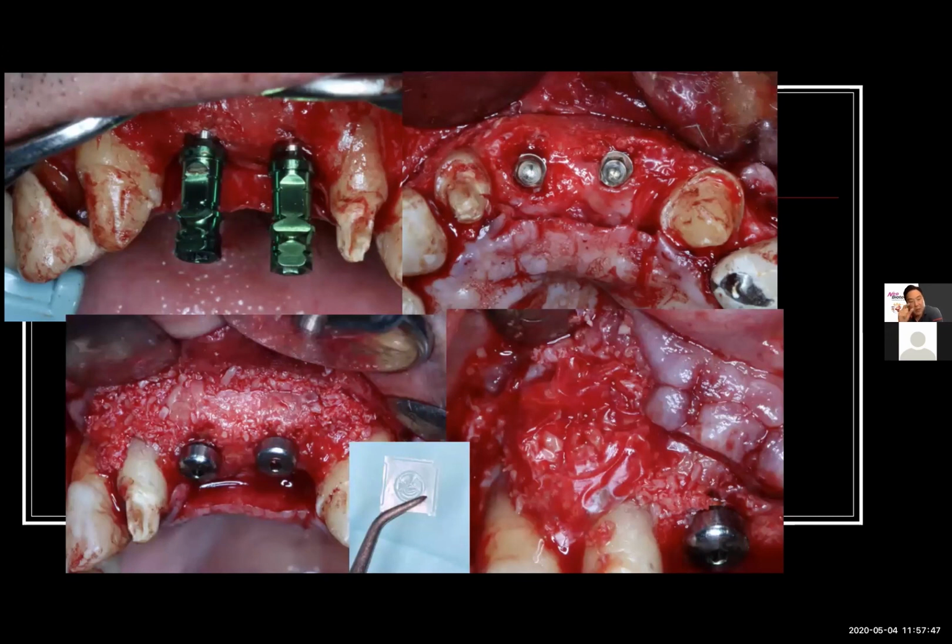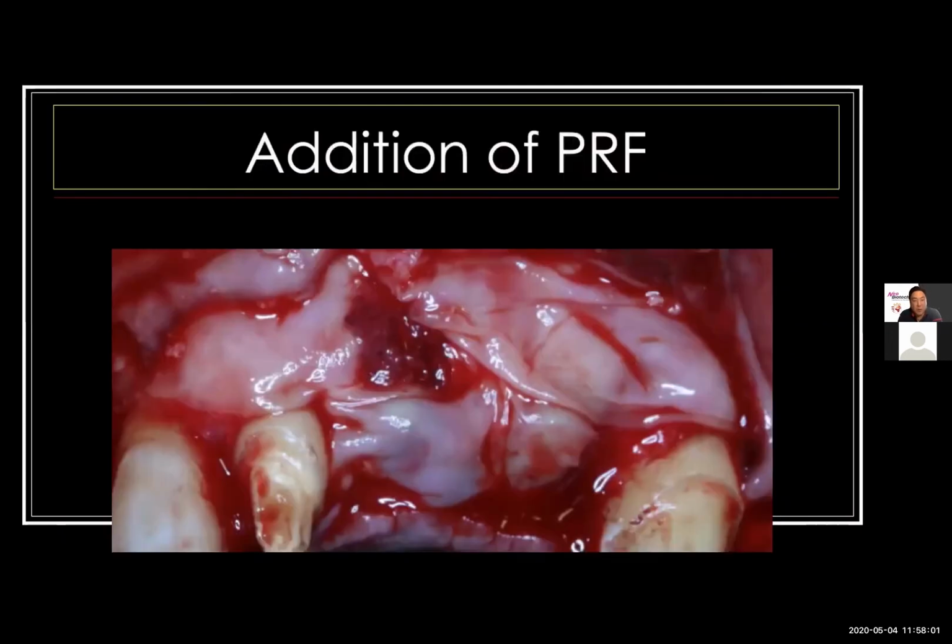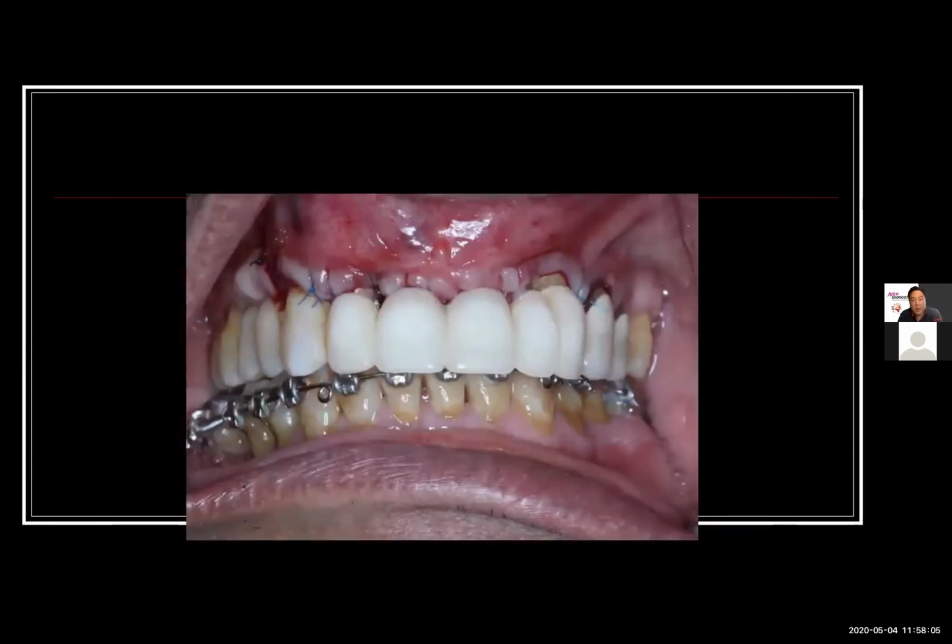And in order to ensure that I have that long-term predictability and stability, we need to have good bone. And if we go to the studies, understanding how much bone we need to have on the facial of these implants, especially in the anterior aesthetic zone, you want to have at least a minimum of 2 to 3 millimeters of bone on the facial. So here's more PRF and then closure.